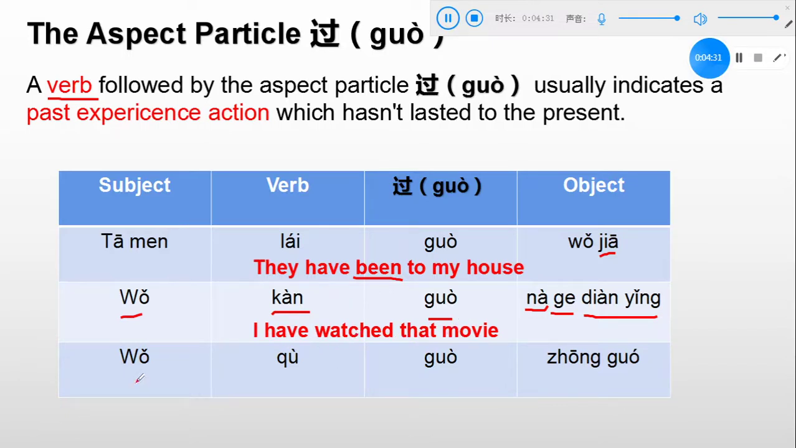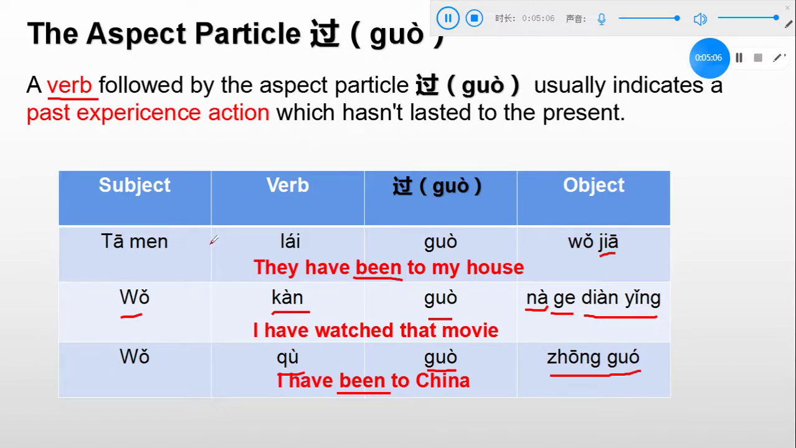Example 3. 我去过中国. China. 去 means to go to a place. So I go to China. With 过, it means I have been to China, or I have gone to China. I think using been is a better translation. So these are 3 examples of how we use 过 in Chinese.